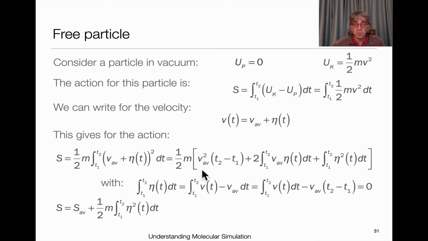So you basically have the action associated with the average velocity, that is this term, a term that is 0, and a term that, interestingly, is always larger than 0. Hence, this action takes its minimum value if eta of t equals 0.